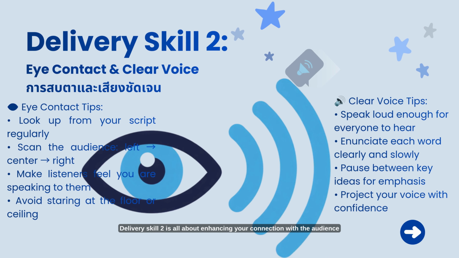Delivery skill 2 is all about enhancing your connection with the audience through effective eye contact and a clear voice. Start by making regular eye contact. Look up from your script often and scan the audience. Imagine drawing a gentle arc with your eyes, moving from left to center, then to the right. This helps create a personal connection, making each listener feel like you're speaking directly to them. Remember, avoid looking at the floor or ceiling, as it can disconnect you from your audience.